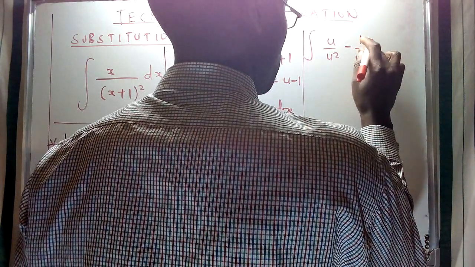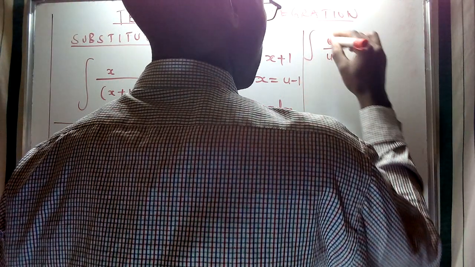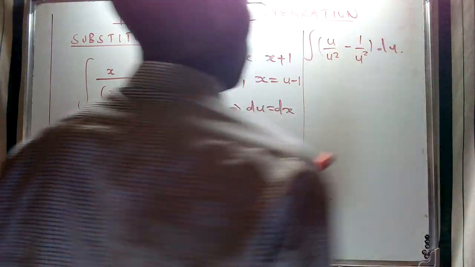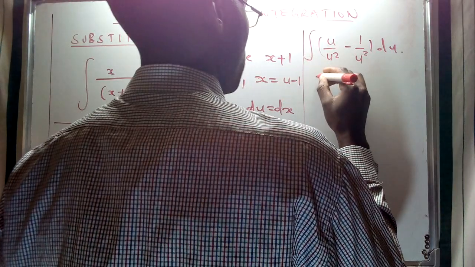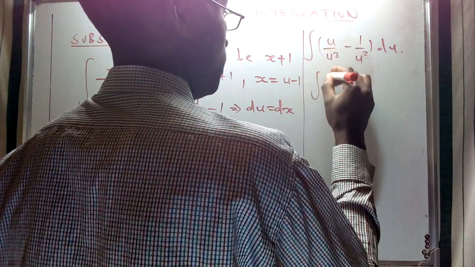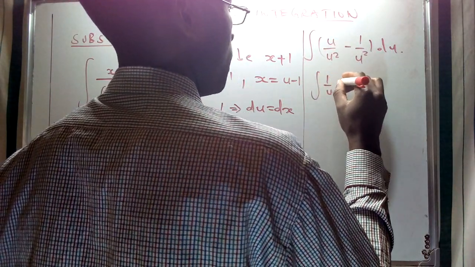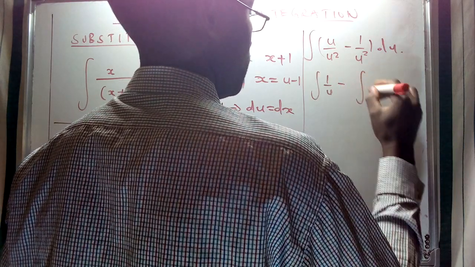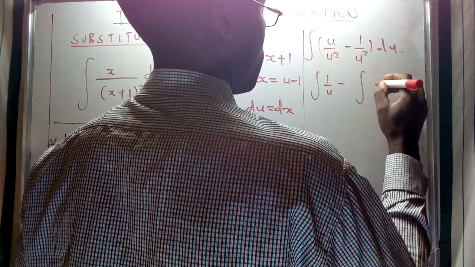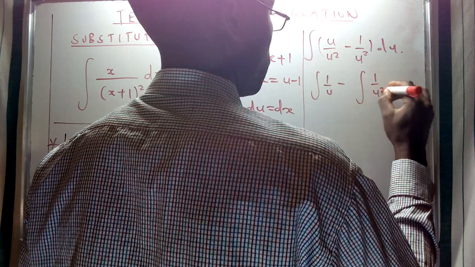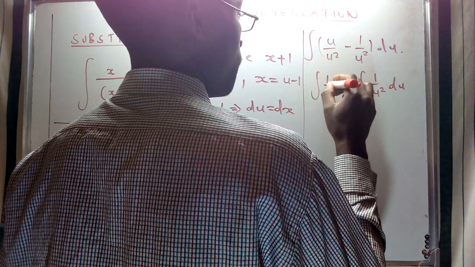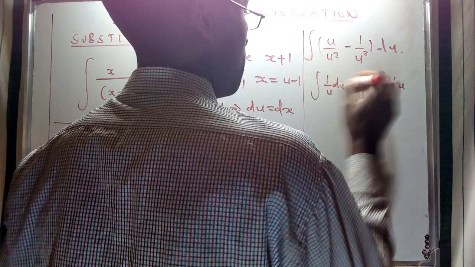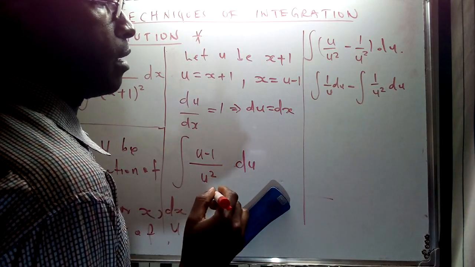So this is split into a common denominator, and this is going to be given as du. If I try to split this further, I'm going to have the integral of, this can be simplified as 1 over u, and then minus the integral of 1 over the square of u du. So the first one is the integral of 1 over u du minus the integral of 1 over u squared du.